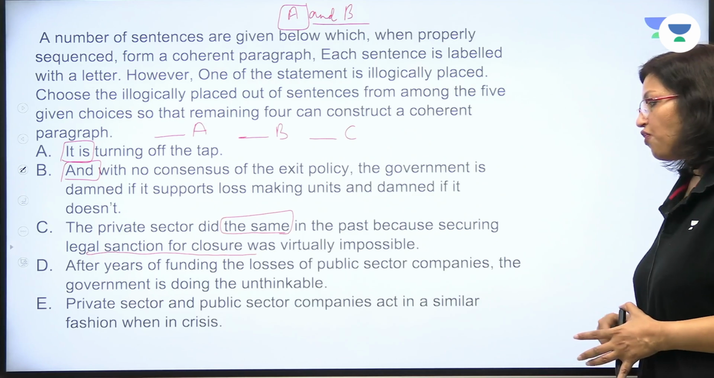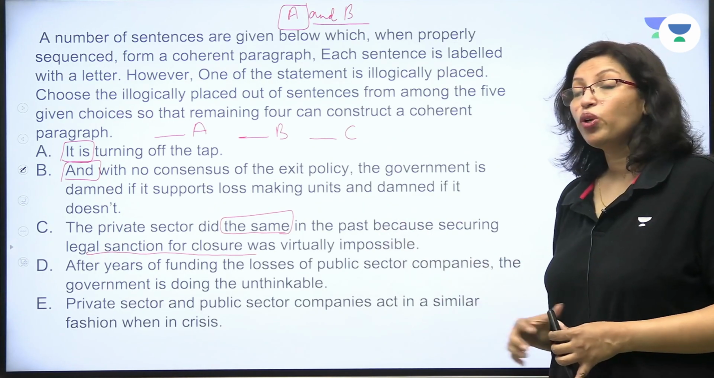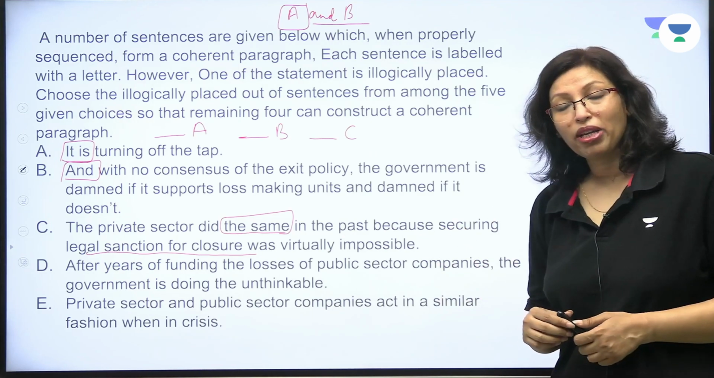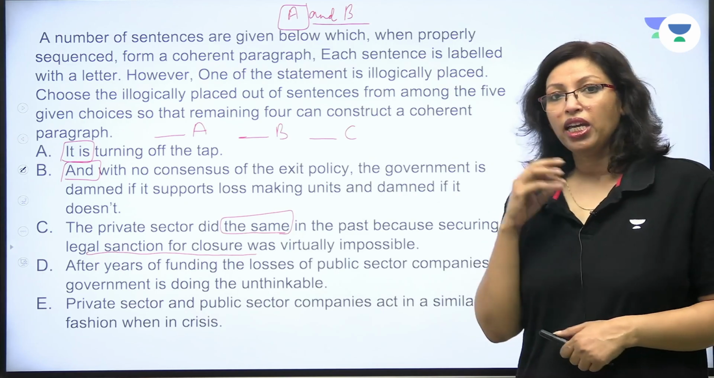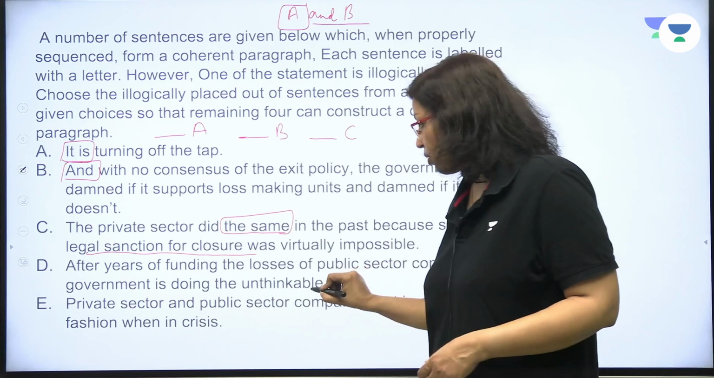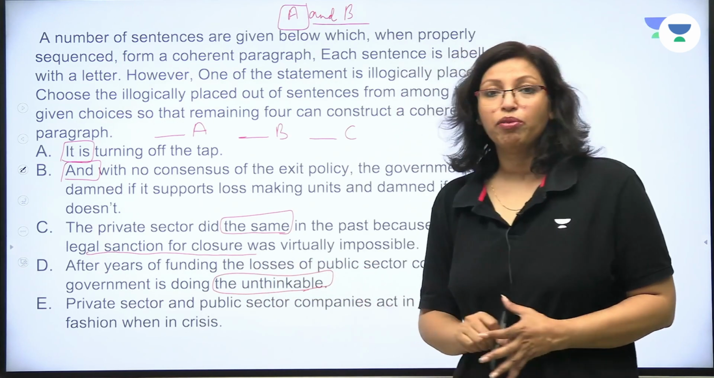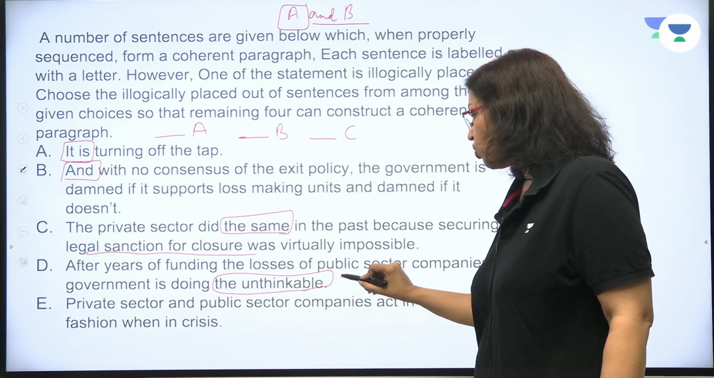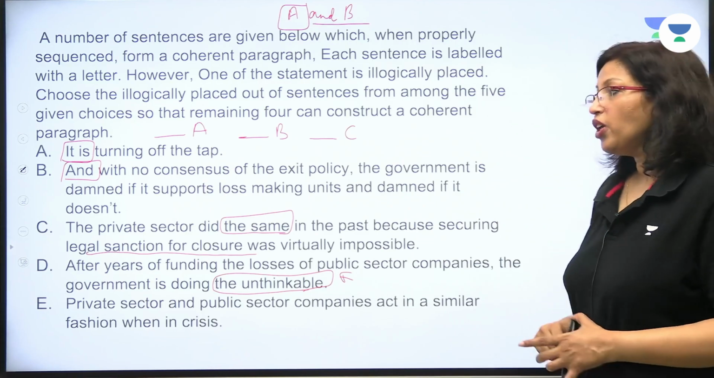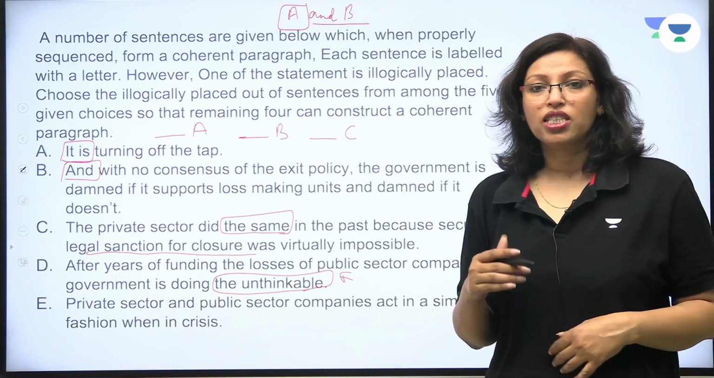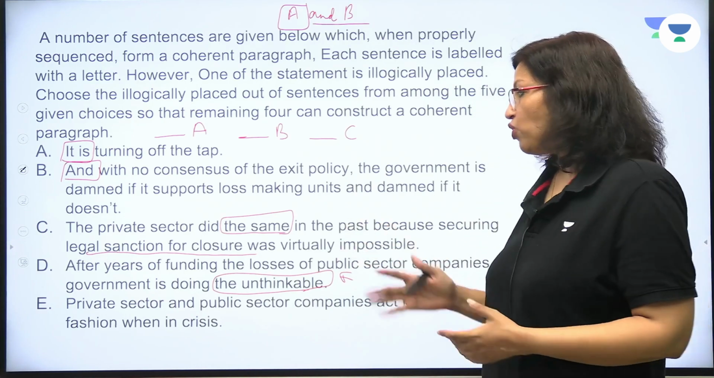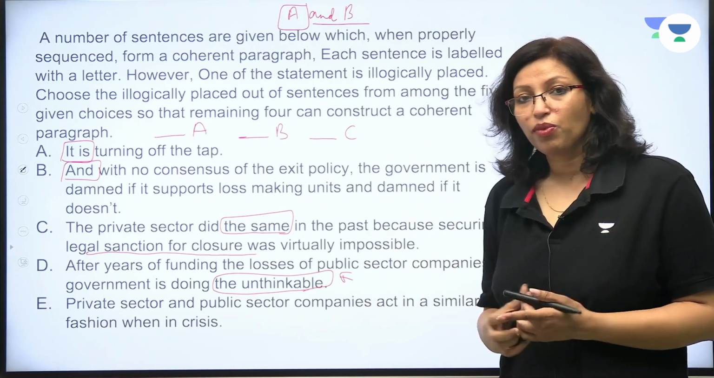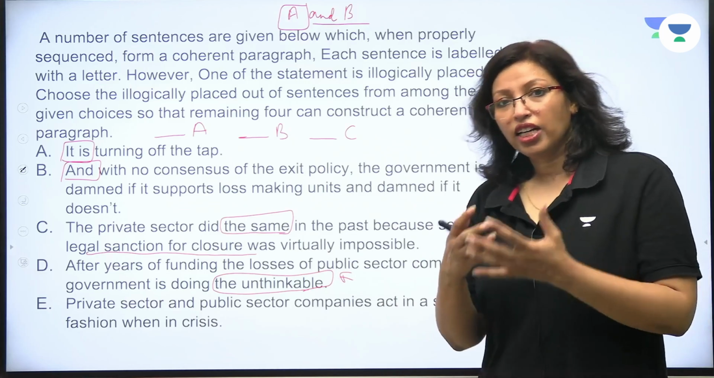Look at the next one. After years of funding the losses of public sector companies, the government is doing the unthinkable. So it says that for years and years and years, the government has funded the losses of the public sector. Whatever public sector losses have happened, government has been paying up. Now it is doing the unthinkable. Now when we say the government is doing the unthinkable, that means it is doing something that you would just not expect, right? So the thing that the government is going to do is something that is unexpected. Now here is a sentence which actually kind of points us towards the idea that this passage is talking about. So it very beautifully says that after a long period of time, the government is doing something that you never expected. It is doing something very unexpected. And what that thing is for us to find out.